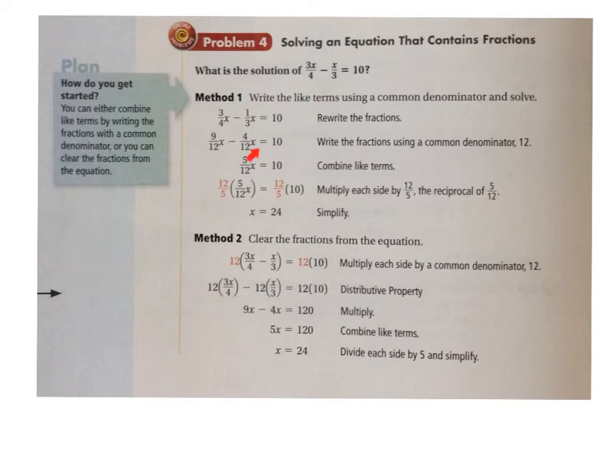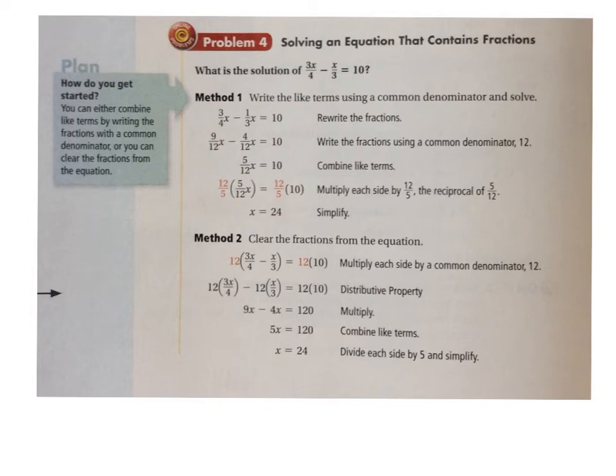But notice here, the common denominator is 12. 4 times 3 is 12. 3 times 3 is 9. 3 times 4 is 12. 1 times 4 is 4. So now I have common denominators, and I can go and combine like terms. So I'm going to end up with 9 twelfths minus 4 twelfths. It's 5 twelfths x equals 10. Now you use the reciprocal. Multiply both sides by 12 fifths. Again, flip over the fraction so I can clean this up. And we end up with 12 fifths times 10, which is 24.